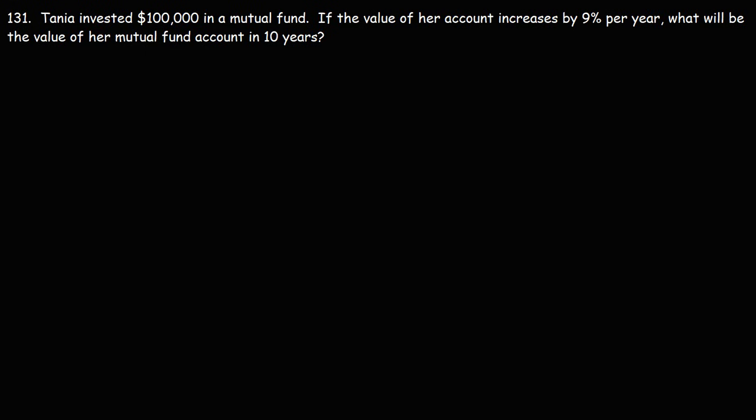So, to answer this question, we could use the compound interest formula, a simplified version of it where it's compounded annually. So the future account value, A, is going to be equal to the initial principal times 1 plus R raised to the T.